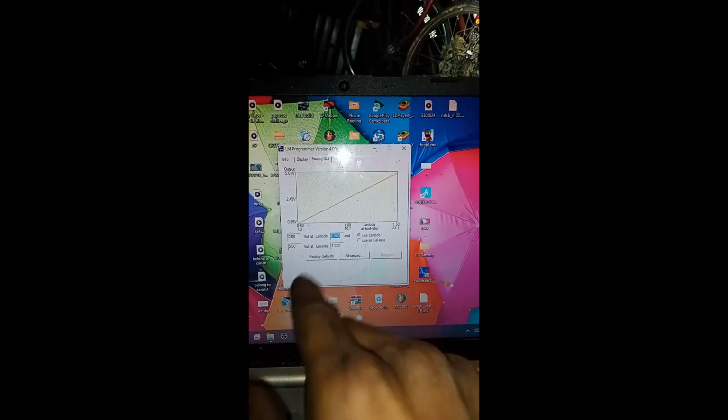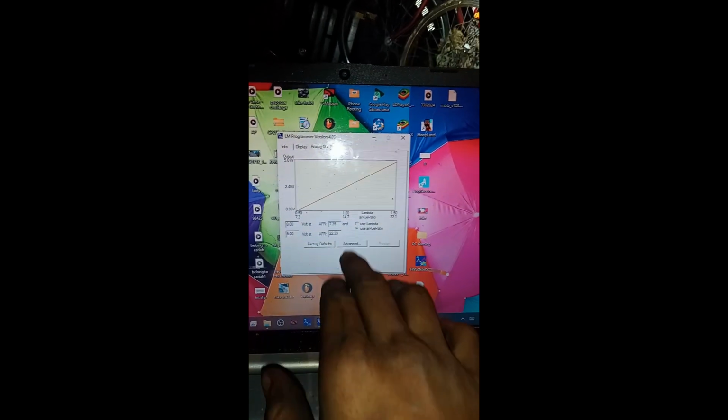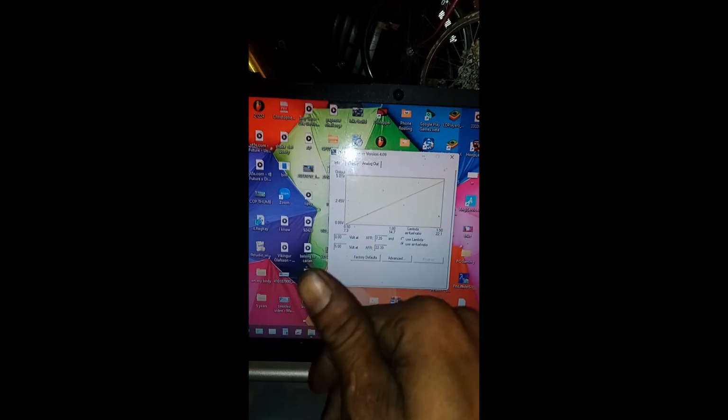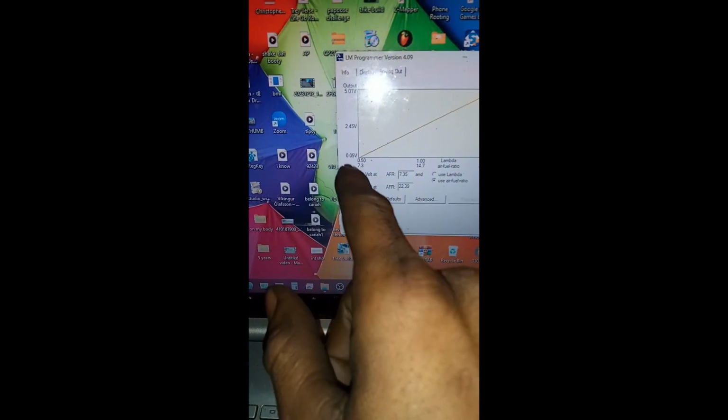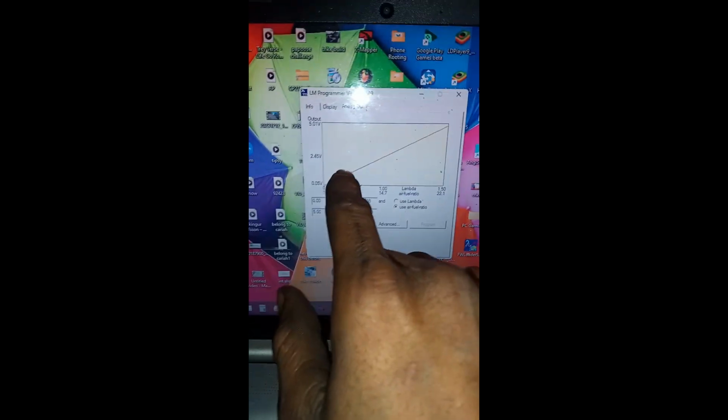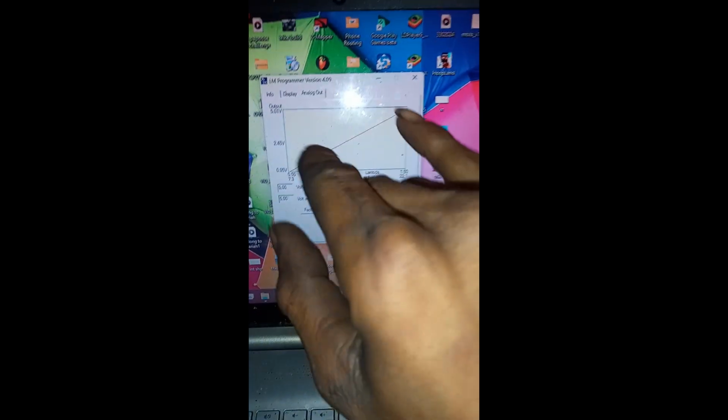Alright, so here we are. This is LM Programmer. We're going to go to the analog out. Right now my settings are all over the place, as I suspected, because this thing's going full lean and it's doing the reverse of what it should be doing. You'll see that in the correlation. This is the graph that I talk about so much. There's a line correlation, a voltage to AFR correlation. That's what I'm talking about.